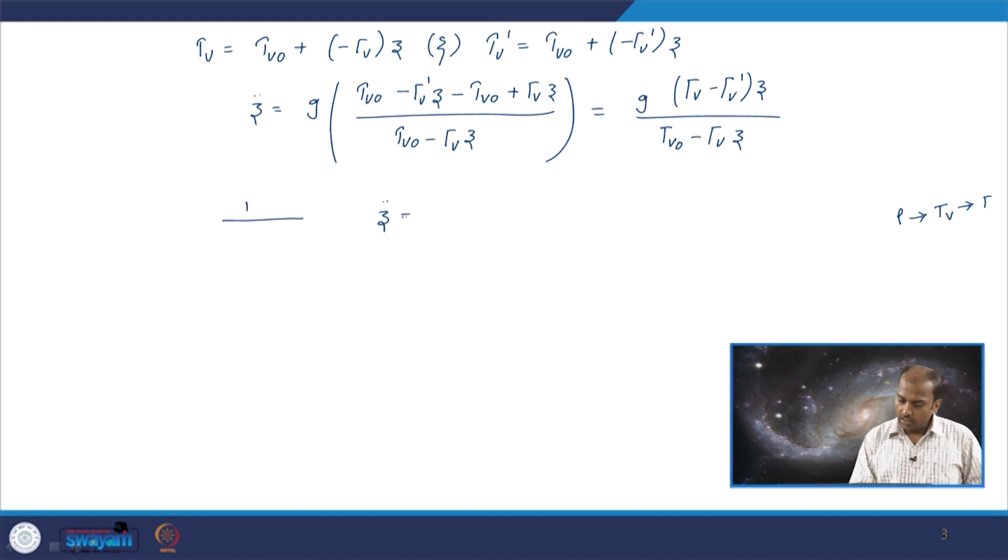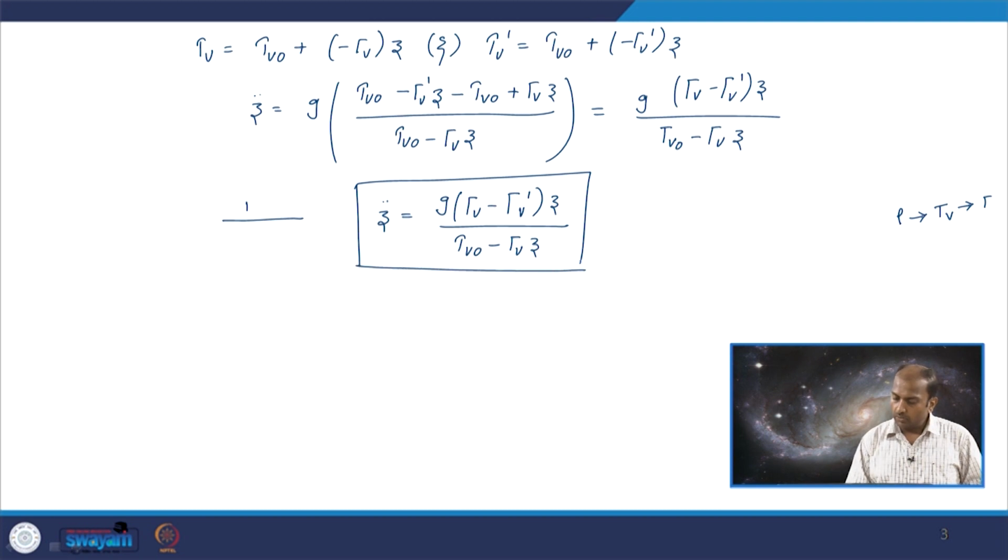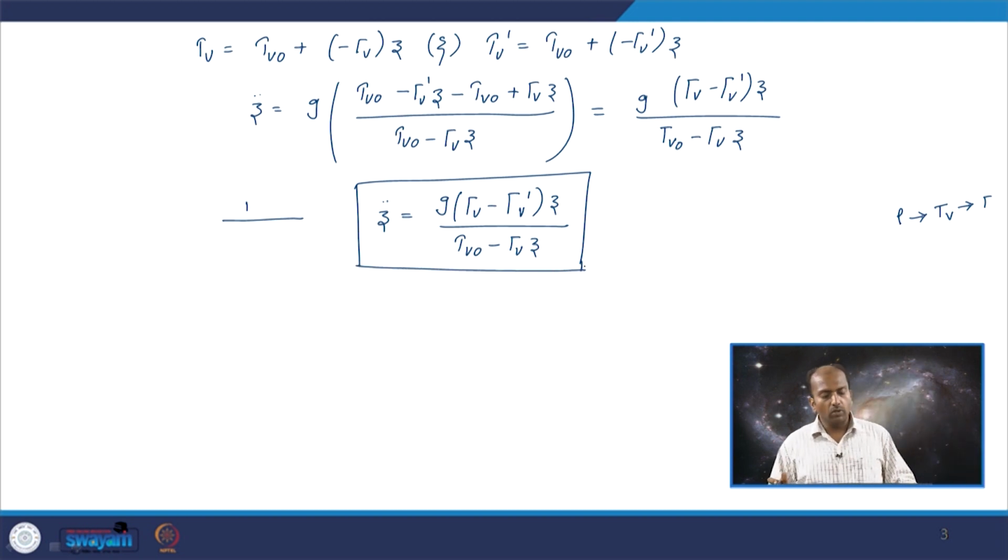So, Z double dot is now written as G times (gamma V minus gamma V prime) times Z divided by (T V0 minus gamma V Z). So, we need to solve this equation, that is it. I mean, we need to find out what will be the position Z with respect to time, subject to the changes on the right hand side.